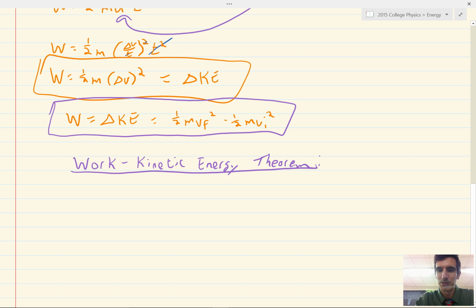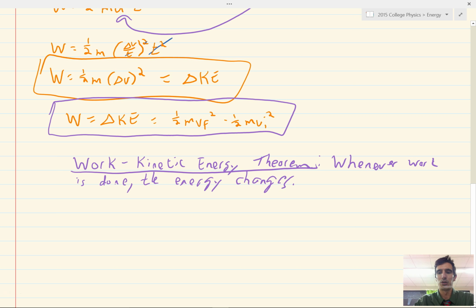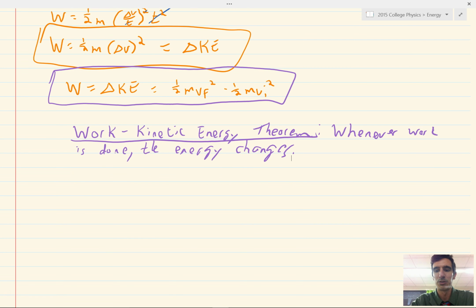And all that says is, whenever work is done, the energy changes. So in this case, when you're applying a force over a distance, you could either be using it to speed up or slow down an object. In that case, the kinetic energy changes. Or work could be done if you lift an object up, and we learned last video that would give it potential energy. So that's the Work-Kinetic Energy Theorem.